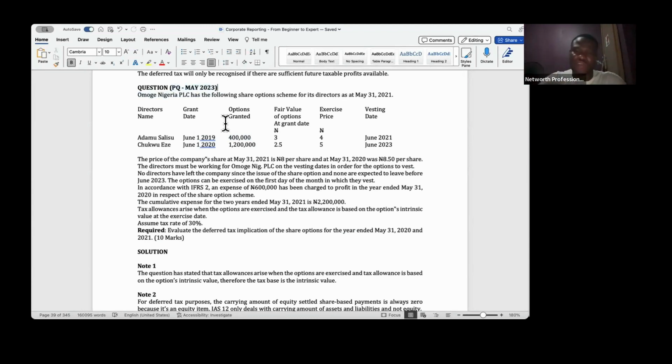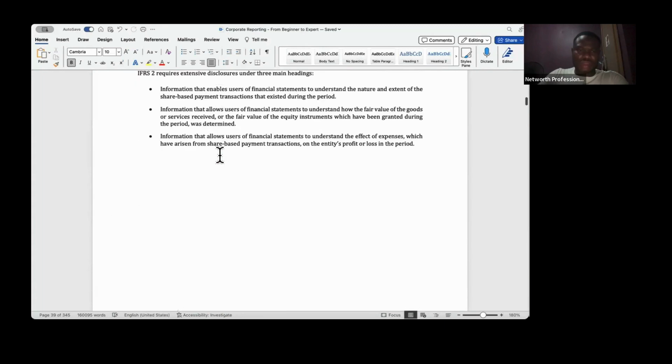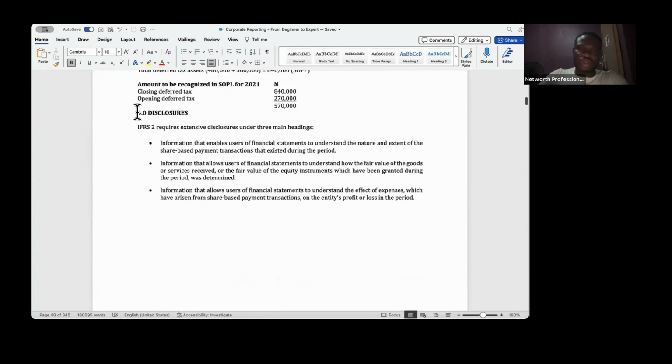Just focus on the fact that carrying amount should be zero, and the intrinsic value would be the tax base, unless the examiner now tells you that no, it should be the exercise price. Whatever they say is what we are going to follow. So you can look at disclosures also.